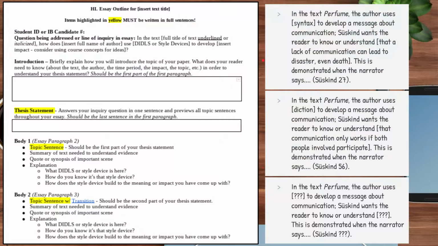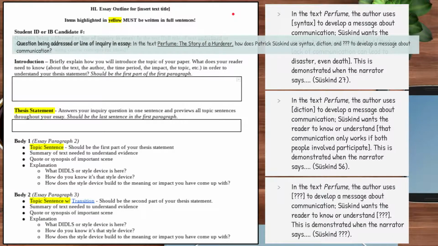Okay. Once you have all three of those things done, and you filled in the body paragraphs, then it's time to return to the top of the document. The first thing you should fill in is up here, the little fill in the blank question being addressed or line of inquiry. In the text, full title of the text, underlined or italicized, how does blank use blank to develop blank?